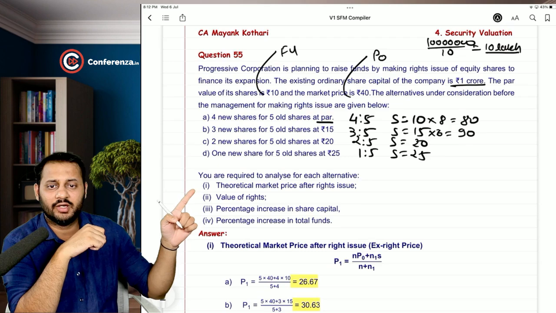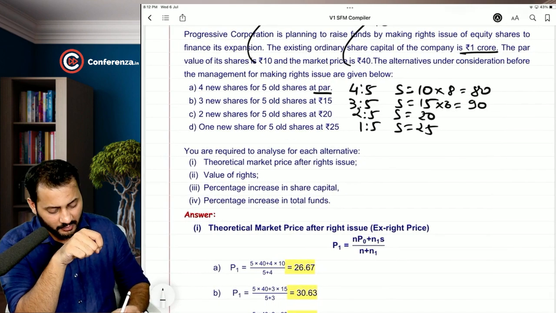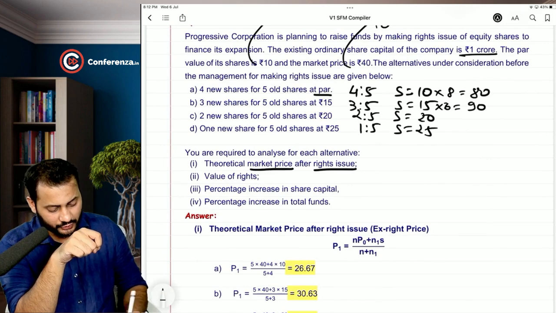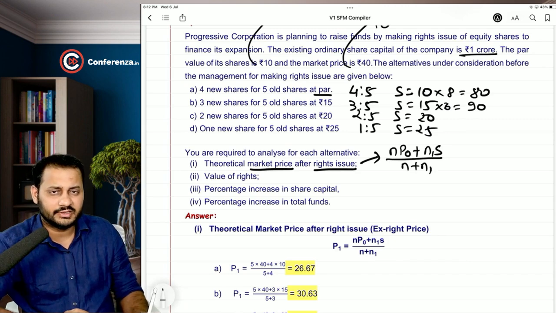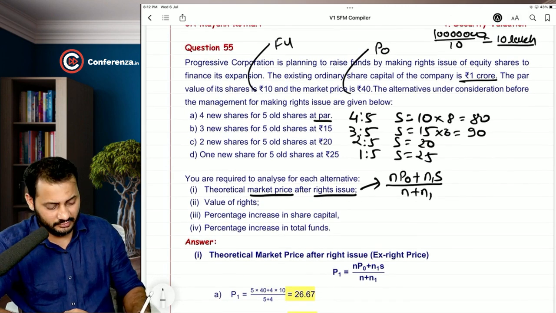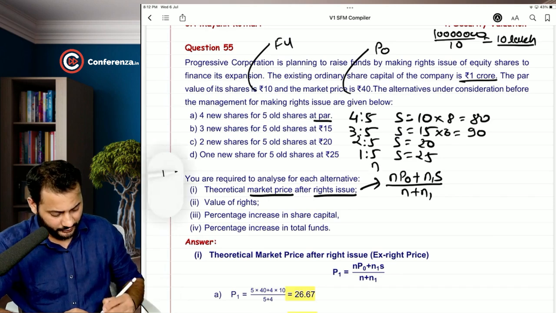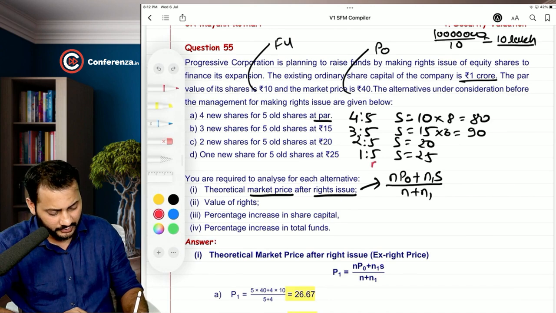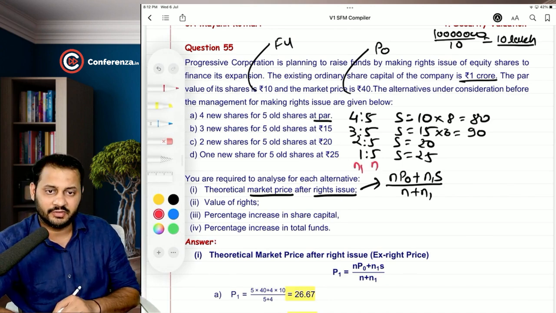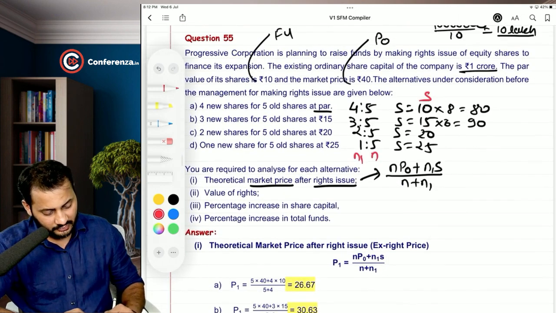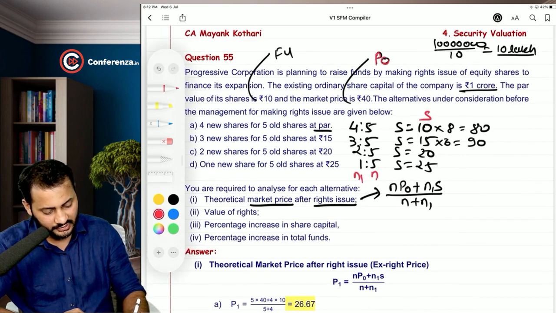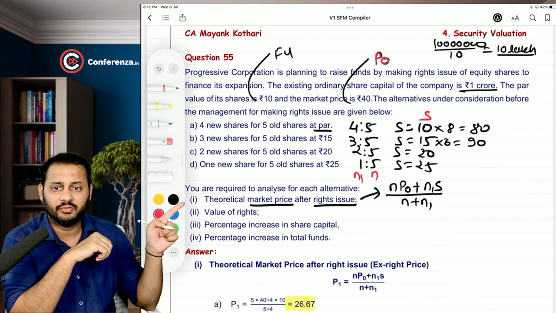So first of all, you are required to analyze for each alternative the theoretical market price after the right issue. What is the formula? Sir, the basic formula, use it: N into P0 plus N1 into subscription price, divided by N plus N1. Very simple. N is this figure, N1 is this figure, this is going to be the subscription price, and 40 is the P0. See, all 4 figures are there with you. You can calculate the first part. This is going to be your homework.